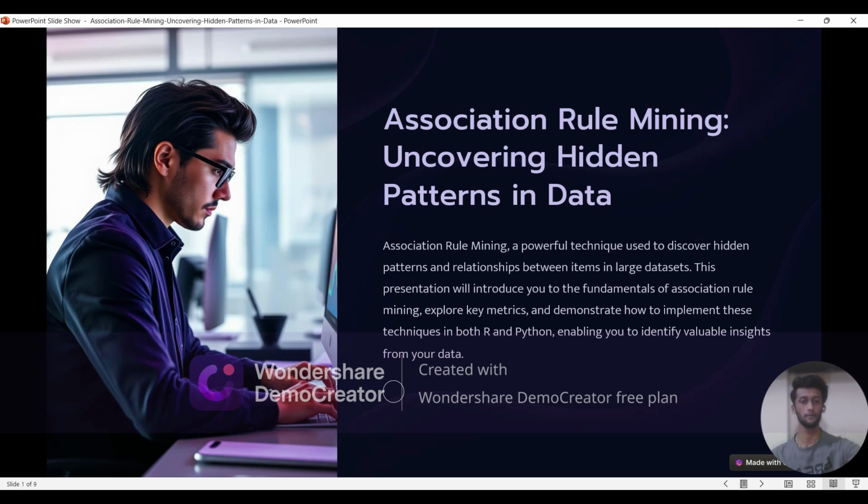Apriori property. All subsets of a frequent item set must be frequent. This is used to reduce the search space. Example: if the item set ABC is frequent, then AB and AC must also be frequent.